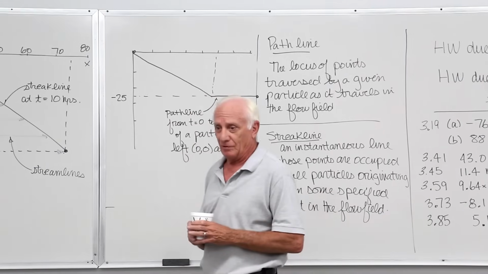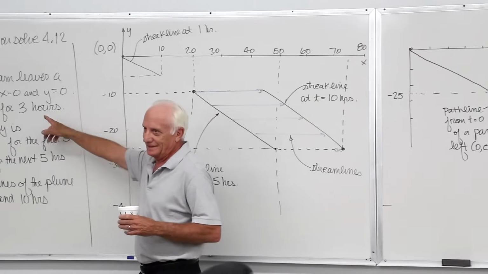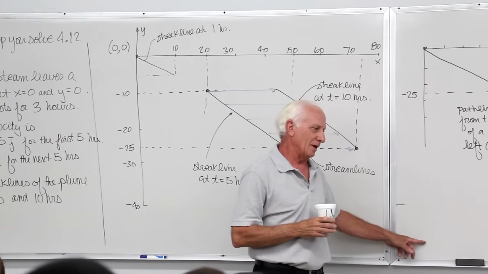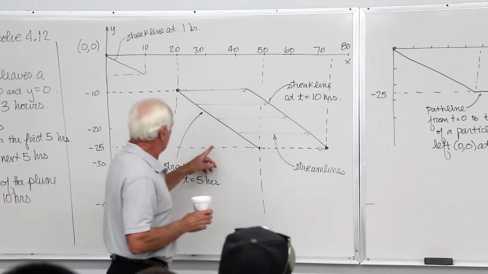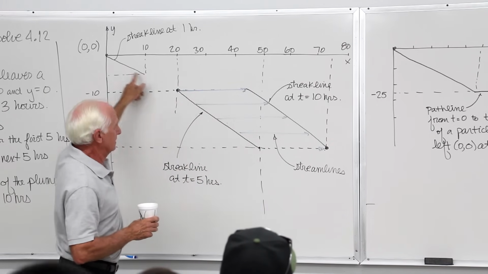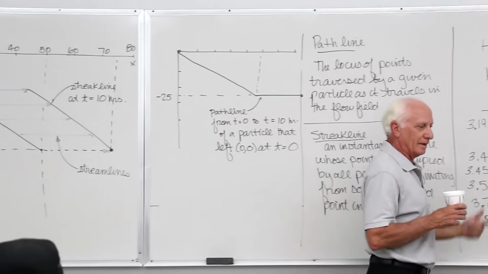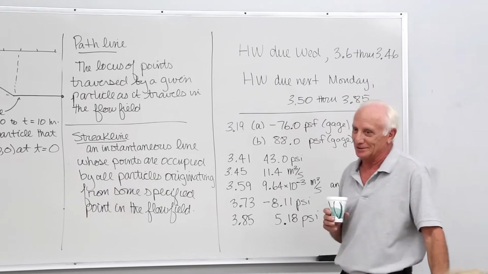Is this a steady flow problem? Oh no. Look at this, it's not a steady flow problem. Can we use the conclusion, if it's steady flow, all the lines are the same? No, we can't, they're all different. Here's a streamline, pathline, so on and so forth. If you follow that one, problem 412 for homework should be somewhat easier.